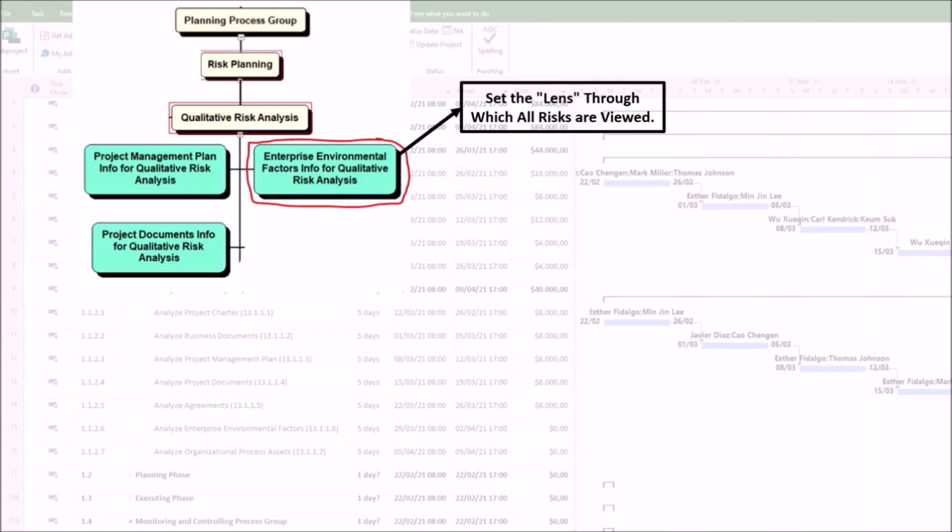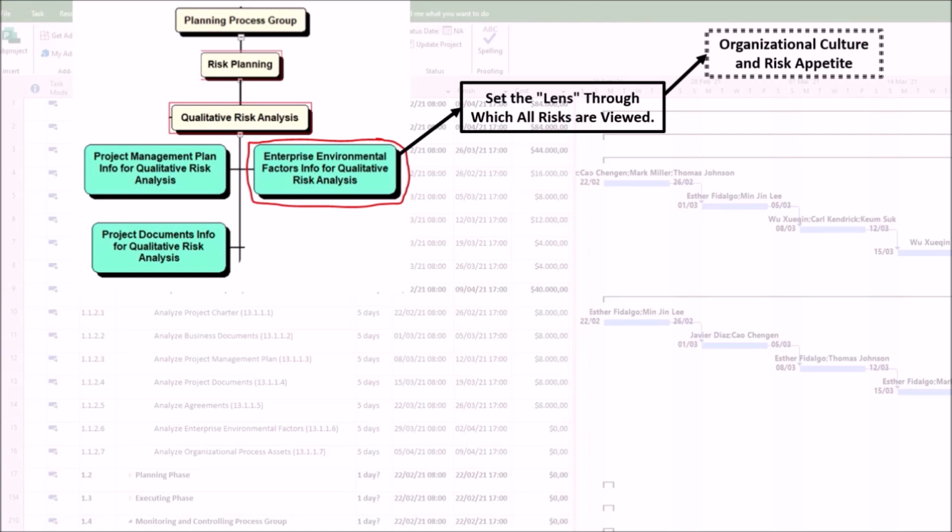1. Enterprise environmental factors set the lens through which all risks are viewed. Qualitative analysis is about subjective judgment, probability, and impact. Enterprise environmental factors provide the context that shapes that subjectivity for the project team and stakeholders.